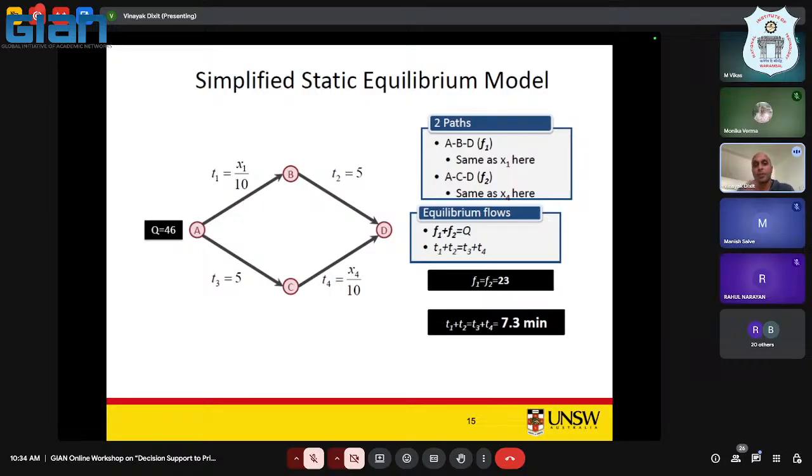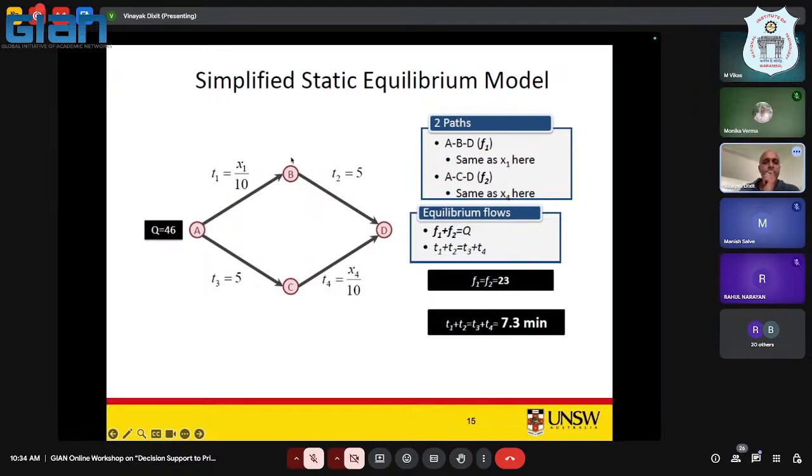So yeah, that's 7.3. Now what is the travel time on AB and CD? The travel time on AB is 2.3, travel time on CD is 2.3. Now BC is very, very close. There was a river flowing through it, and BC is very, very close. So it almost comes down.